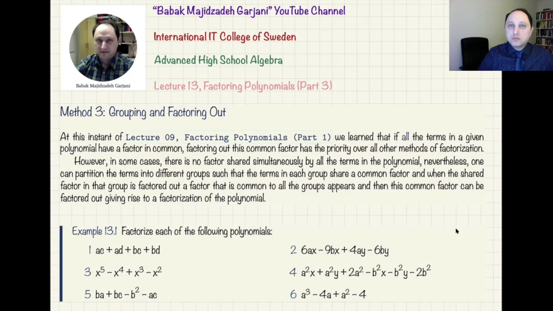But if we partition the terms in the polynomial into separate groups, in each group I can factor a common factor out. And then when I do this in each group, I will see that a new factor, which is common to all the terms in the polynomial, emerges. And then I can factor out that new factor. Then it will give rise to a factorization of my polynomial. Yes, so I want to describe this for you with very simple examples here.